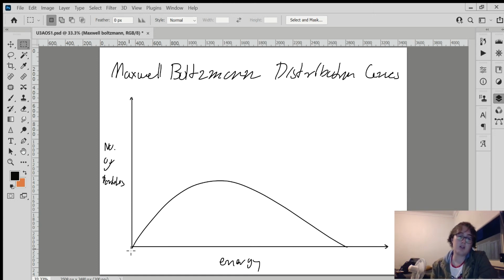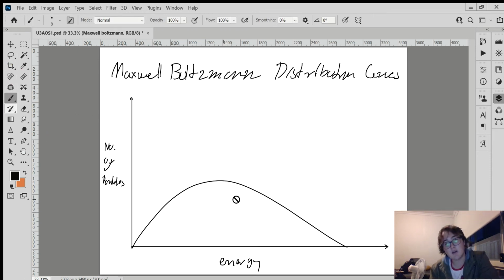For those of you who do methods, you'll see this sort of thing a lot later in the year, once we get to the standard normal distribution. What it essentially is, is a graph that shows us the amount of particles that have a particular amount of energy.